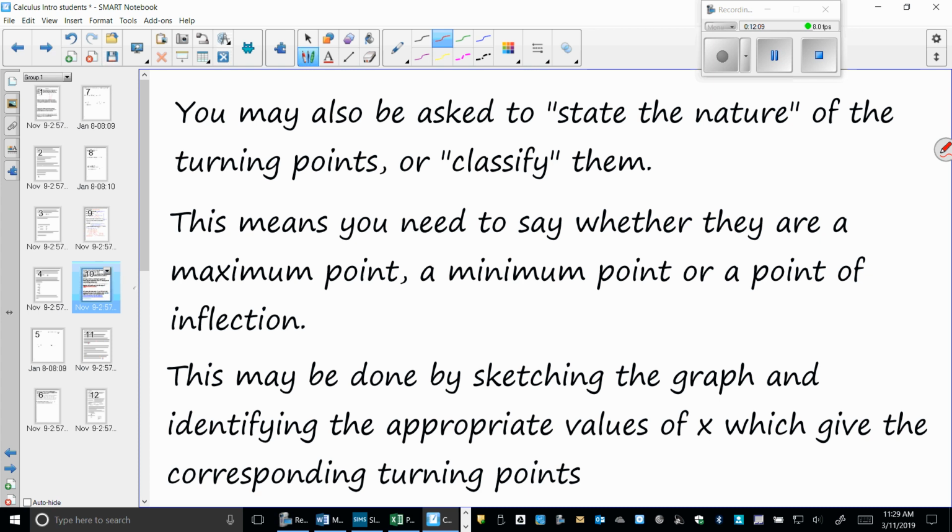Basically, if they ask you to state the nature of them, they're saying, is it a maximum point, is it a minimum point? Okay, so that's what they're asking you to do. You have the benefit because you're all taking into the exam your graphics calculator.